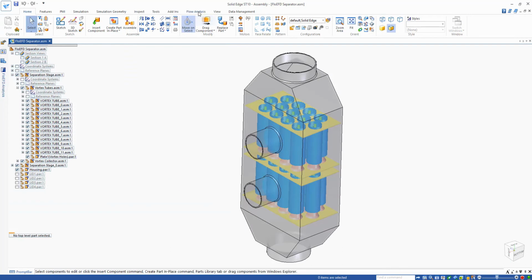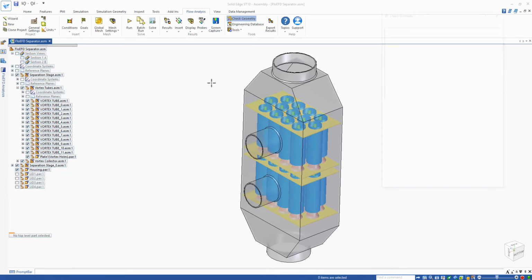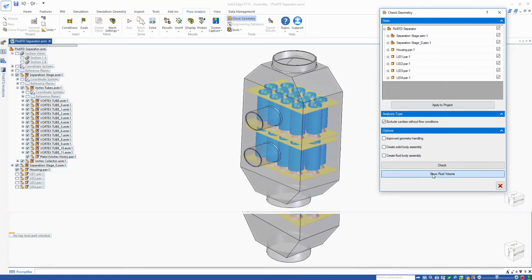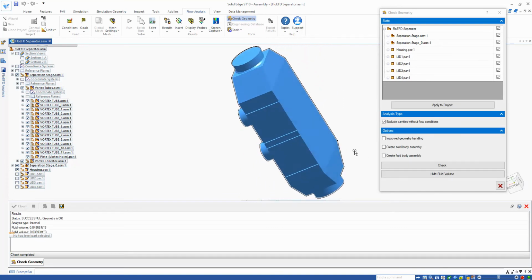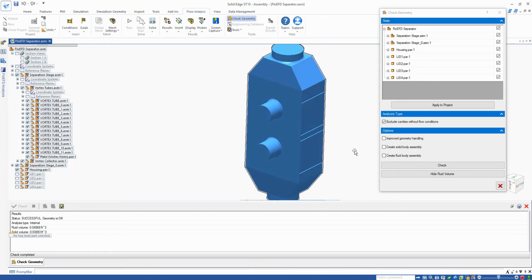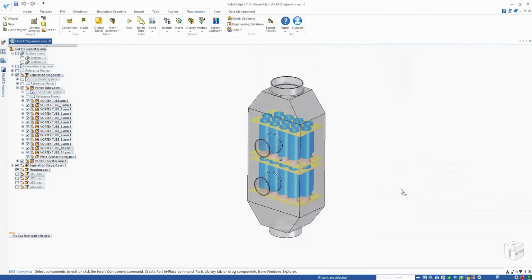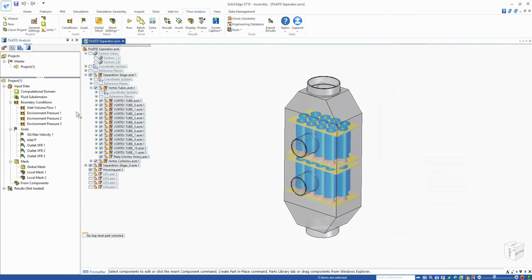So in FLOEFD we can check the geometry to ensure that we are getting the correct fluid region in the model, so the air volume is going to be correct, and you can see on the screen this blue volume, which is the correct air volume, so we're ready to go. So let's go to our FLOEFD analysis and look at some of the setup.